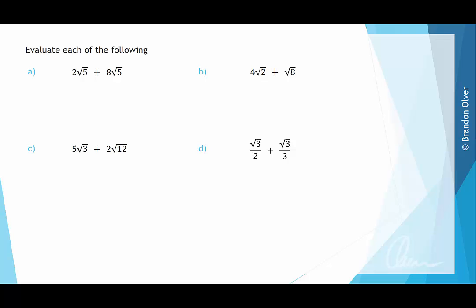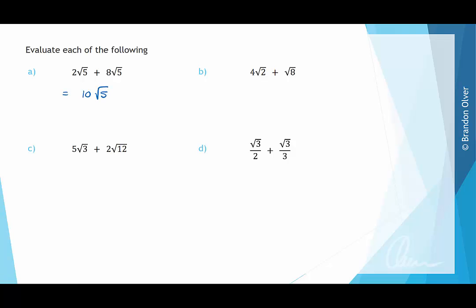Evaluate each of the following. For part A, we have 2 times the square root of 5 plus 8 times the square root of 5. As both terms have the same irrational number, the square root of 5, we can combine these as they're like terms. So 2 times the square root of 5 plus 8 times the square root of 5 is simply 10 times the square root of 5.